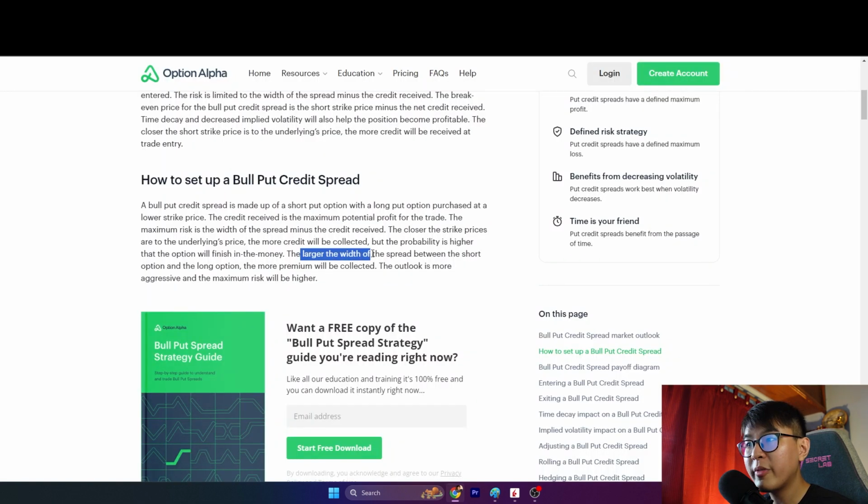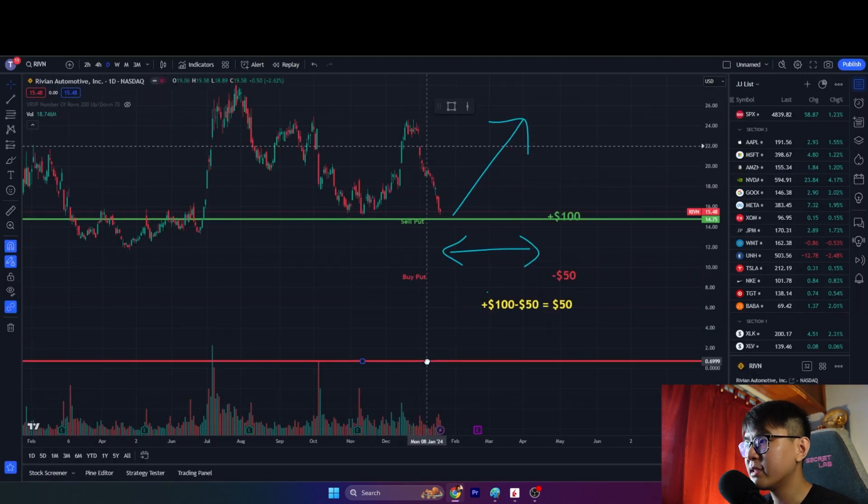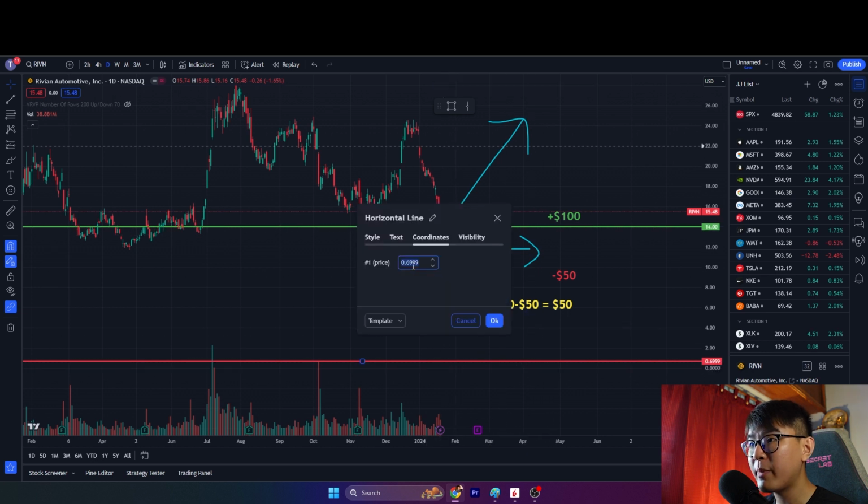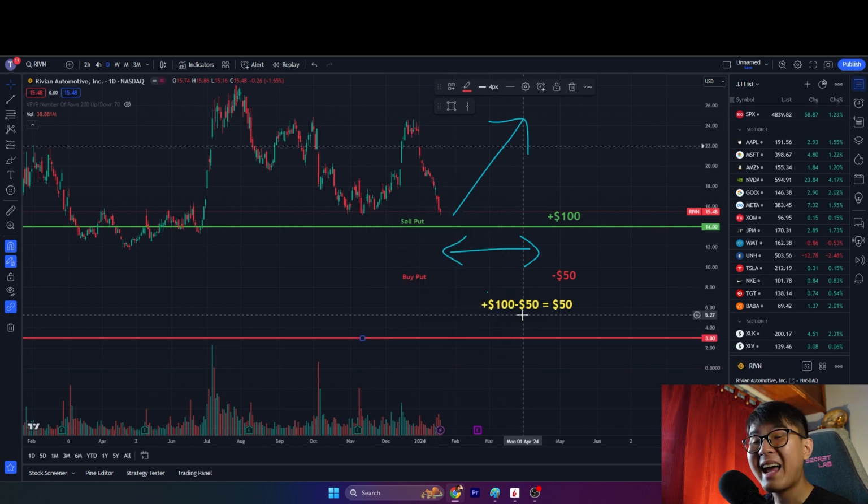The larger the width of the spread between the short option and the long option, the more premium will be collected. An example of a large width would be this. You're selling a put option at $14 and maybe you're buying a put option at $3. And if you're doing this, you collect a lot more money, but the maximum amount of money you can lose here is a lot more. I'll give a demonstration of this later on Interactive Brokers.